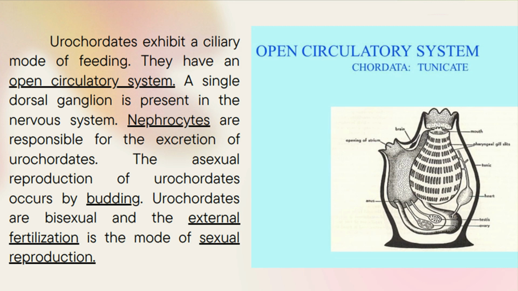Urochordates exhibit a ciliary mode of feeding. They have an open circulatory system. A single dorsal ganglion is present in the nervous system. Nephrocytes are responsible for the excretion of Urochordates. The asexual reproduction of Urochordates occurs by budding. It occurs in Thaliaceans and sea squirts.